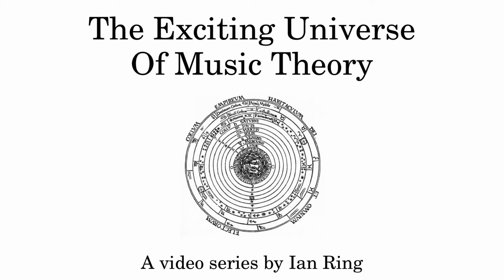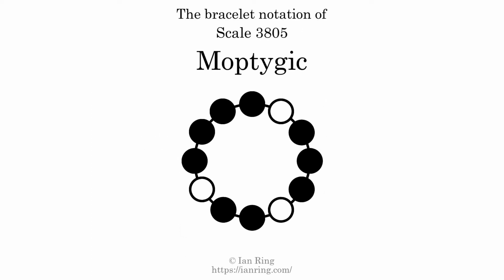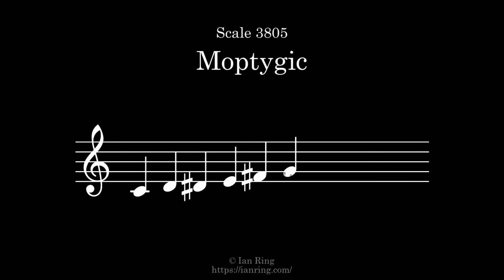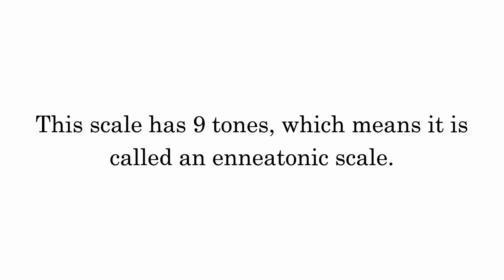Welcome to the exciting universe of music theory. Are you ready to learn? Then let's begin. Today we will talk about scale 3805, Moptygic, which sounds like this. This scale has 9 tones, which means it is called an enneatonic scale.